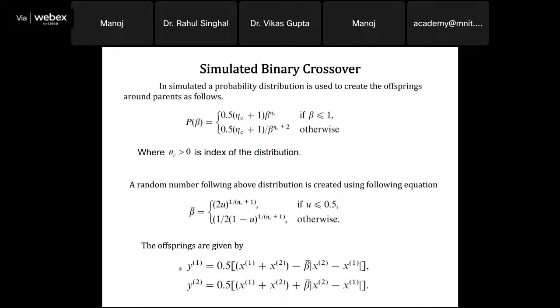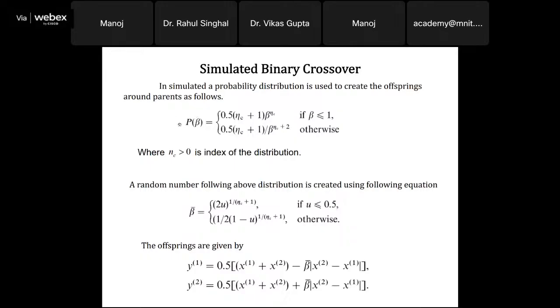And if you see this, it is essentially saying that although it looks like it is suggesting something around the mean of the parents, if you see the plot of this probability distribution, you'll find that actually it's a parent-centric crossover, right? So it gives higher weightage or higher probability for generating solutions nearby each one of the parents, and it's kind of symmetric in nature, and lower probability when you move away from the parents.